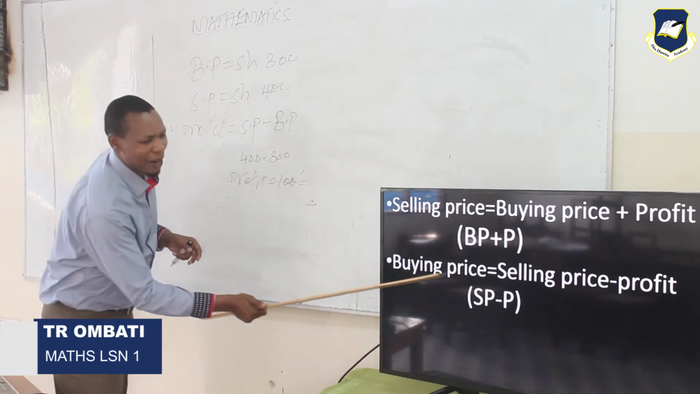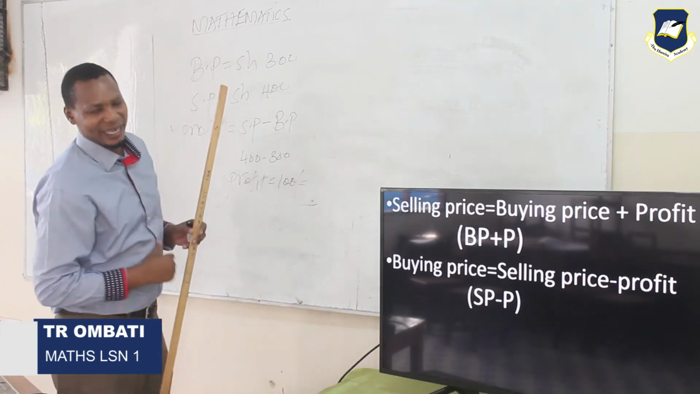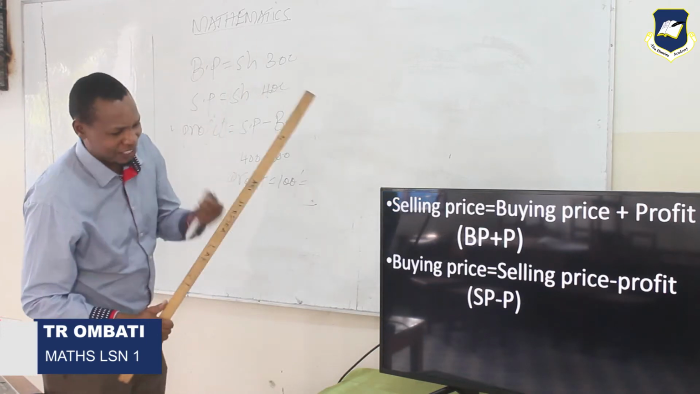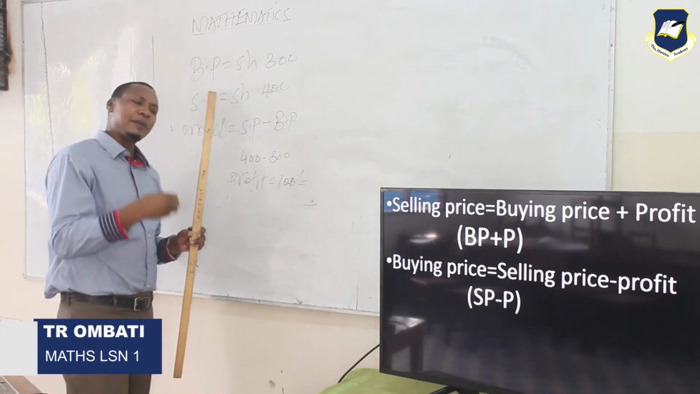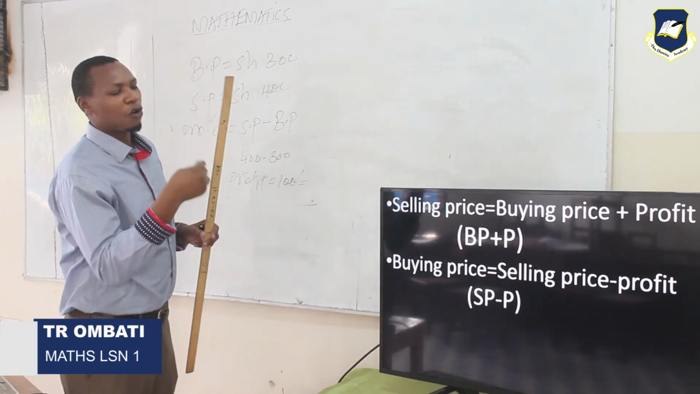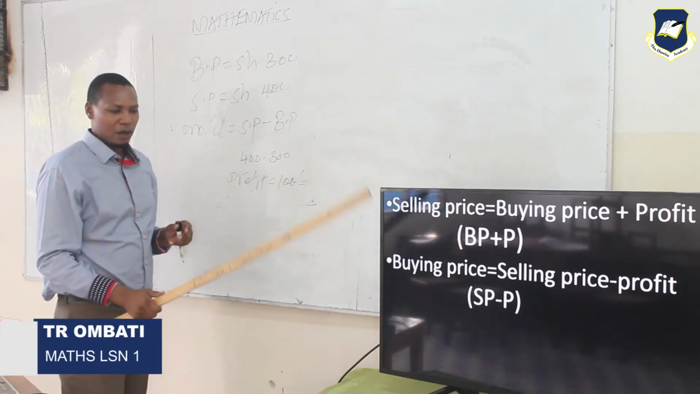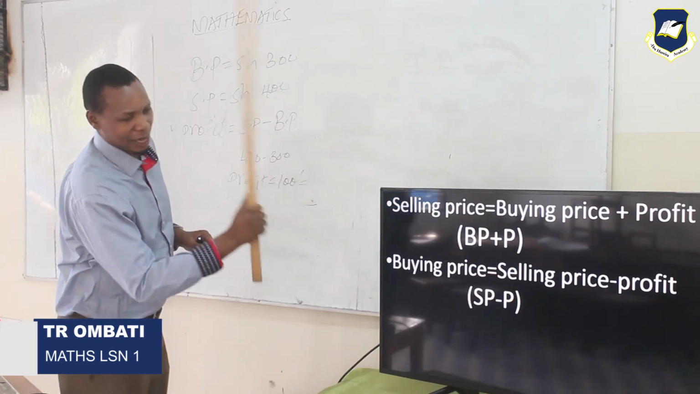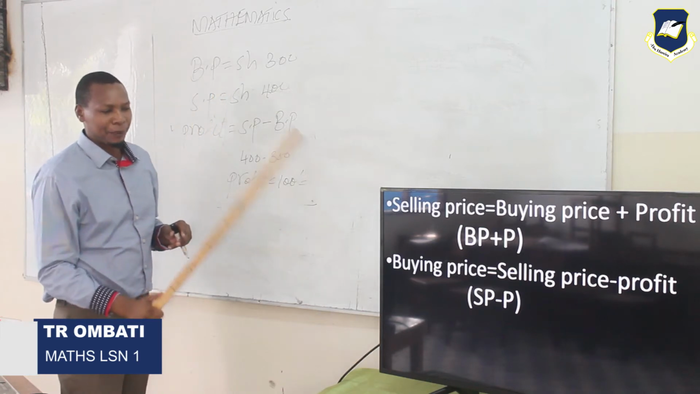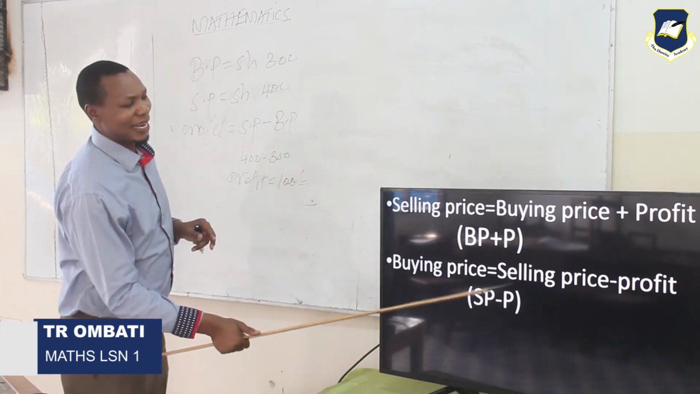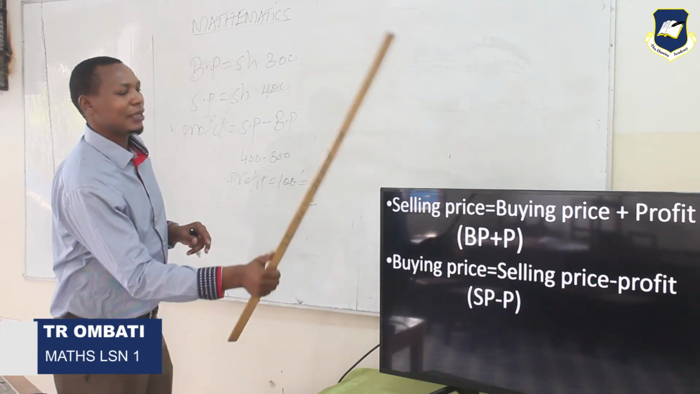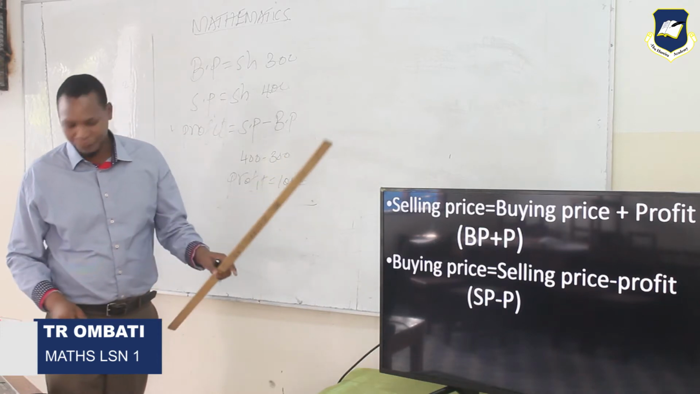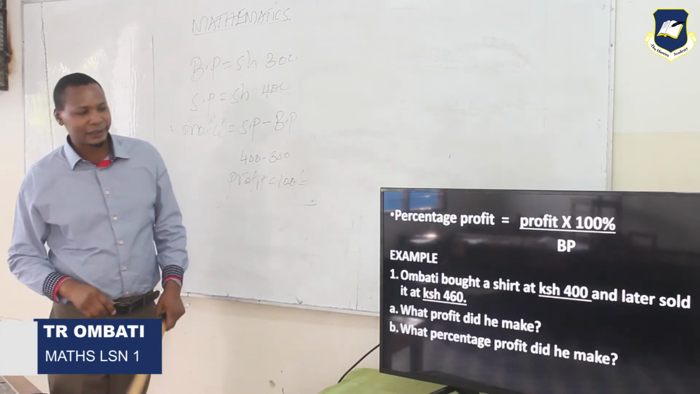How do we find the buying price given the selling price and the profit? Because we know that when you get a profit, it means your selling price is more compared to your buying price. Now, our buying price will be the selling price minus the profit. So the buying price is given as the selling price minus the profit. So that is how we can work out those prices. Go to the next step.